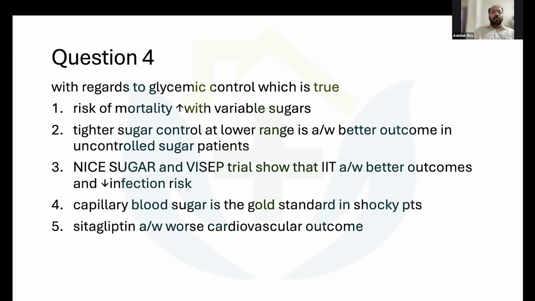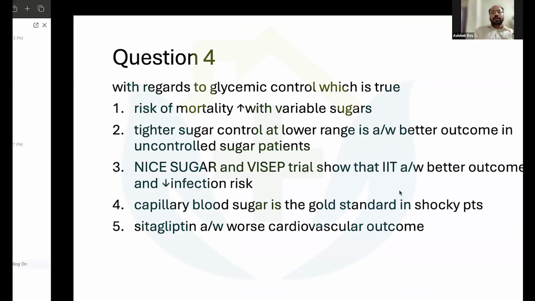Volunteers, question number 4. Just look at the question. I'll wait for 20 seconds and then I'll answer. Which of the following is true? Any volunteers? So I'll brush through this question.